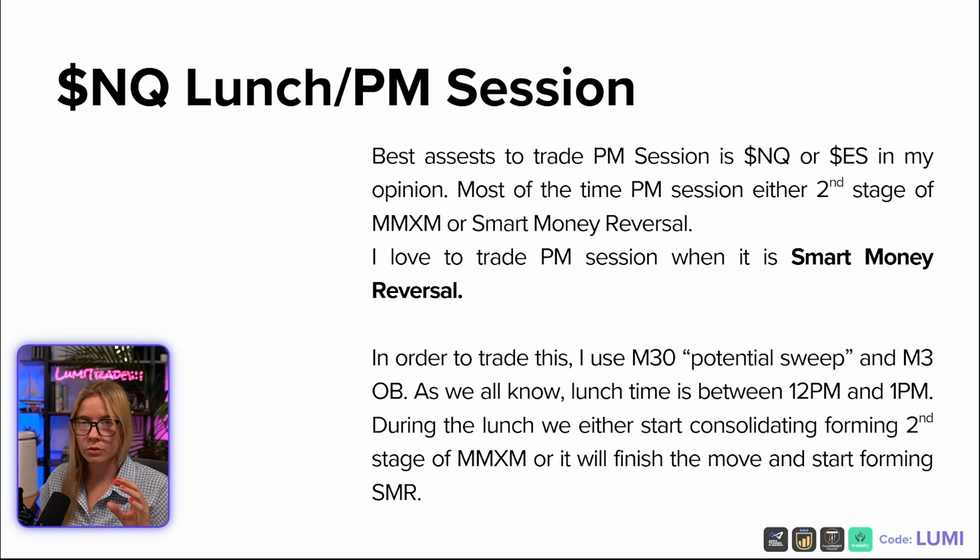In order to trade this, I use a 30-minute potential sweep and a 3-minute order block. As you all know, lunch time is between 12 p.m. and 1 p.m. During the lunch, we either start consolidating, which is going to be time distortion for the second stage of reaccumulation or redistribution, or it will finish the move and start forming a smart money reversal. And this is what we are going to trade, guys.